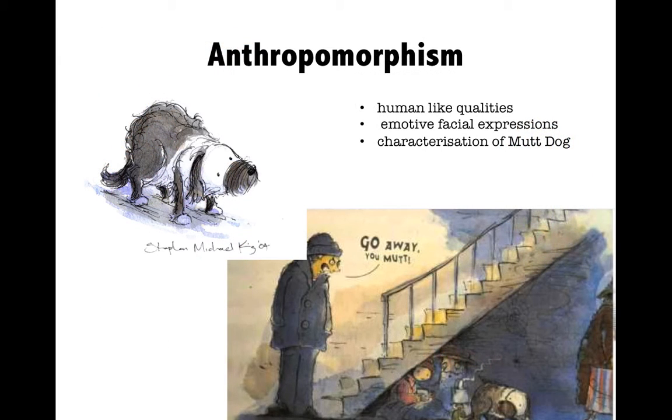One specific technique King uses is anthropomorphism, and this is done through the characterization of the protagonist, Mutt Dog, and how he is shown to have very emotive facial expressions and human-like qualities. You can see examples of his expressions through the vector created with his eyes in the photos.